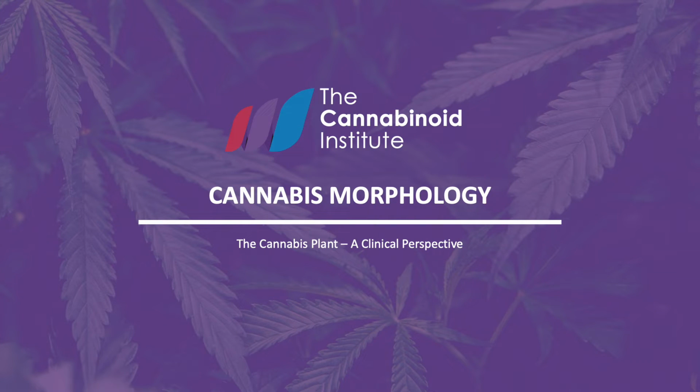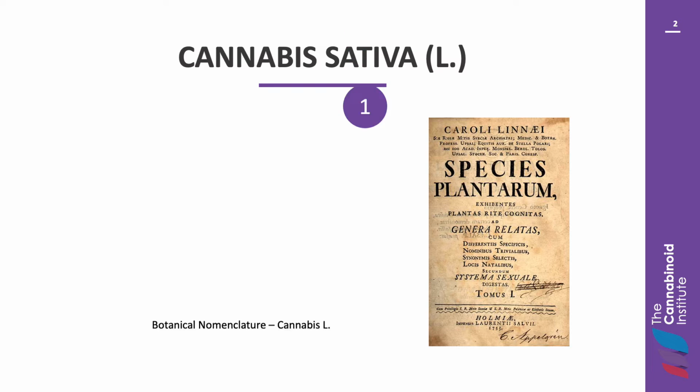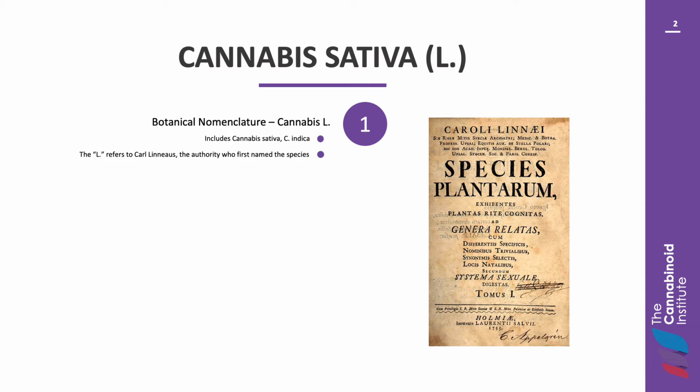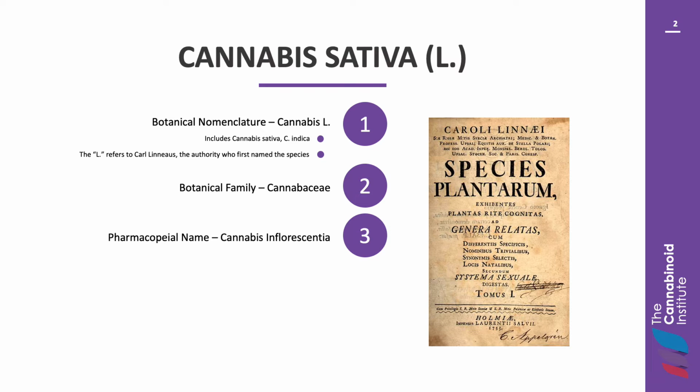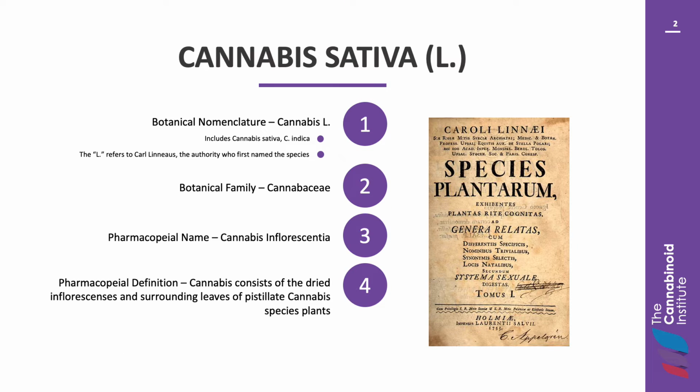Welcome to The Cannabis Plant: A Clinical Perspective, Cannabis Morphology Learning section. Cannabis is a dioecious annual plant assigned to the Cannabaceae botanical family. Its pharmacopoeial name is Cannabis inflorescentia, which refers to the dried inflorescences which contain the active pharmaceutical components of cannabis.